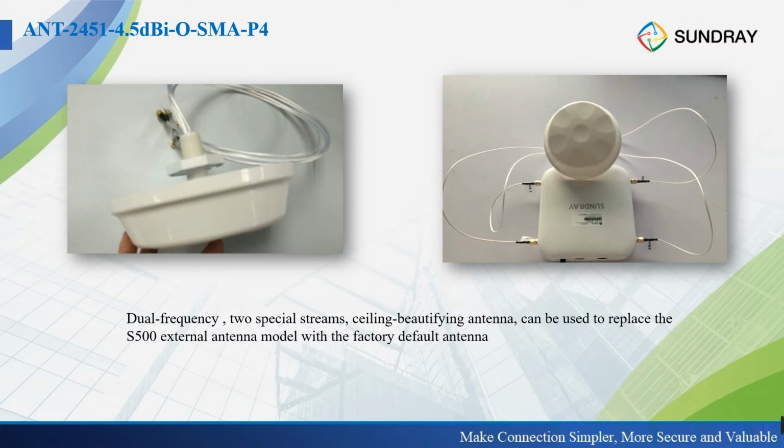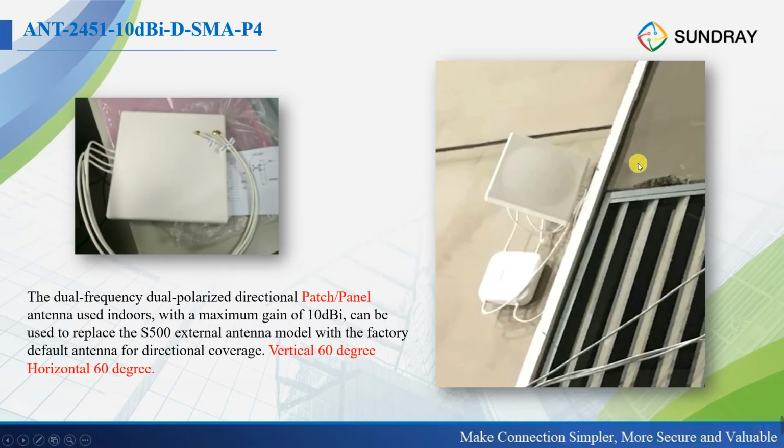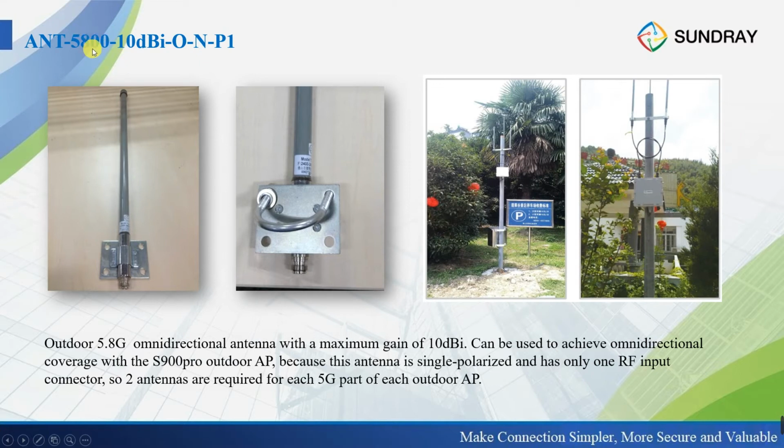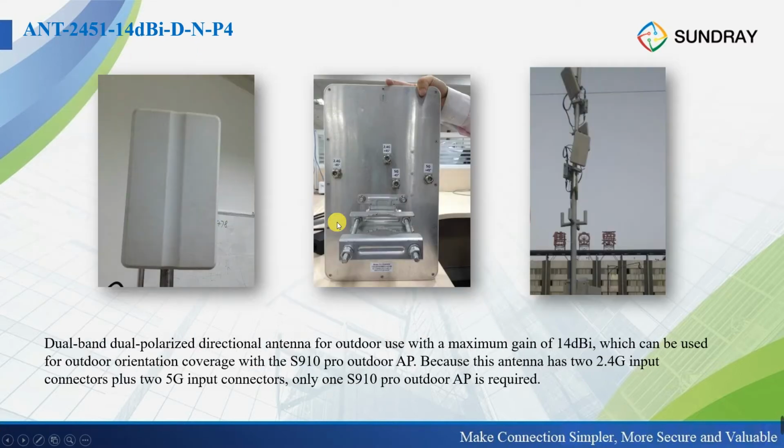So this is an indoor AP antenna. It supports 2.4G and 5G, and this is the gain, omnidirectional, SMA connectors, and it has four connectors: one, two, three, four. And this is the indoor directional antenna, and this is the omnidirectional antenna for outdoor, and the connector is N type, only supports 2.4G, and this is for the 5G outdoor antennas.